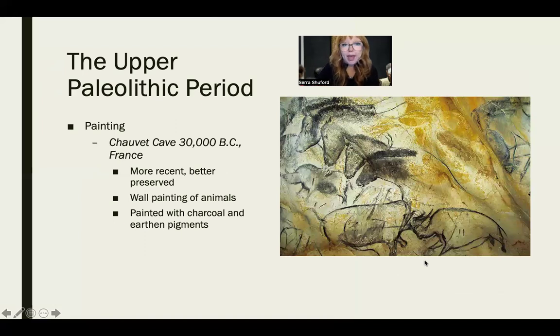So with painting, we also see some early cave paintings. The image that I have here comes from the Chauvet Cave in France. It is not the oldest cave paintings, but it's probably the most well-preserved set of cave paintings that exists today. These are wall paintings of animals, and we don't really see humans depicted. They are painted with charcoal and earthen pigments.